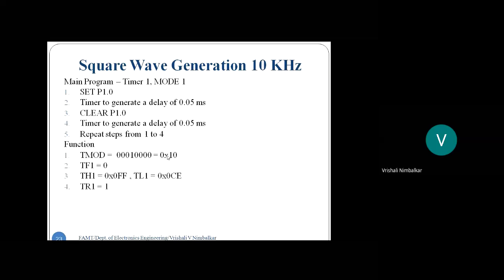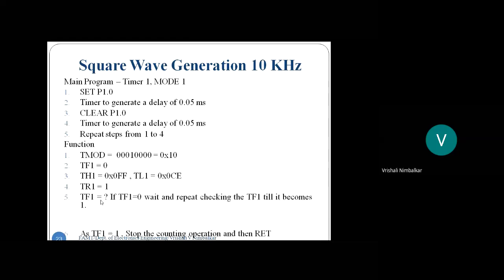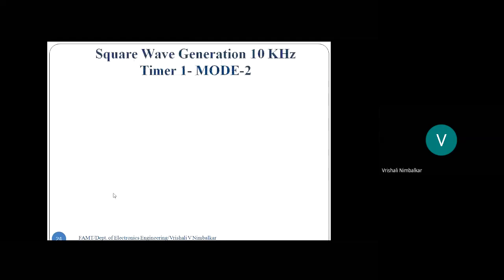And that timer program, we wrote it as a function. What did we do? We first initialized the TMOD register, timer 1, operating in mode 1. We cleared the overflow flag. We loaded the counts in TH1, TL1 registers. We started the timer, checked the overflow flag bit. If the overflow flag is set, return to the main, and if it is not set, we kept on checking the flag again and again. So that was the algorithm.